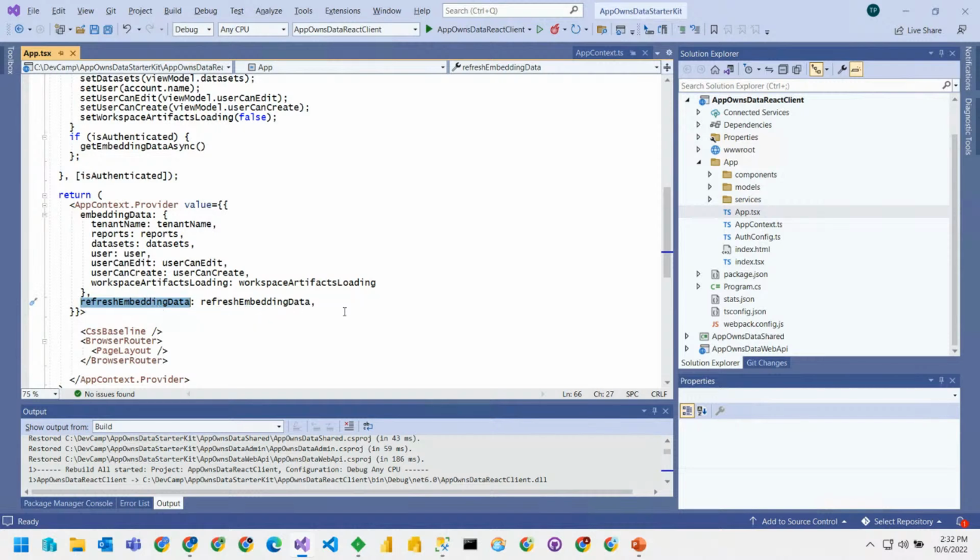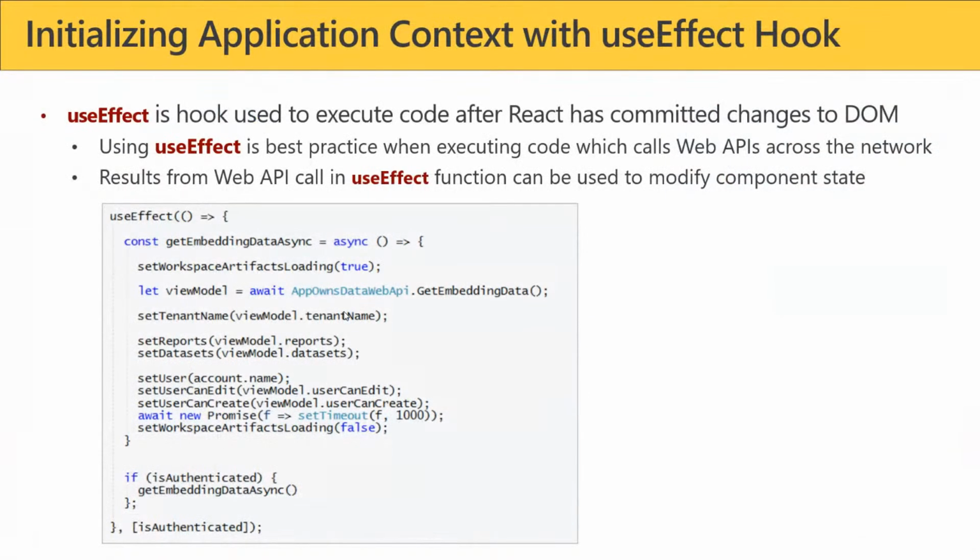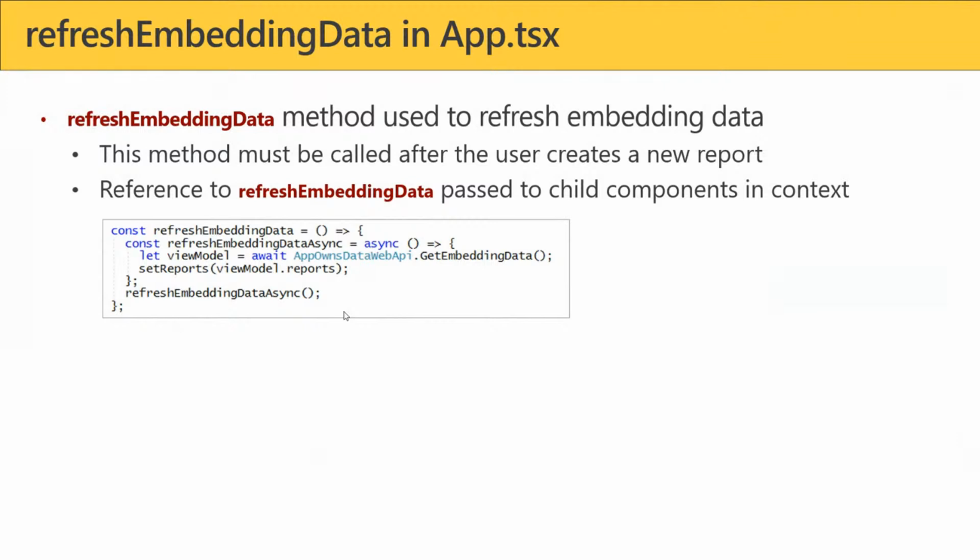So here's a method that we're going to pass in our context so that child components can actually do something with that context. Okay. Now, we also need to refresh embedding data along the way at various times. So for instance, when the application starts up, it's able to get the embedding data, which includes the different reports. So what happens when you create a new report? The embedding data is no longer valid. So there's going to be times where we have to call refresh embedding data during the lifetime of the application. And it simply gets the embedding data and resets the reports.